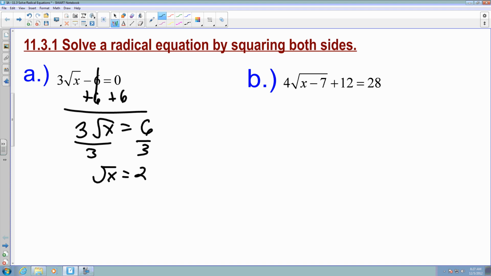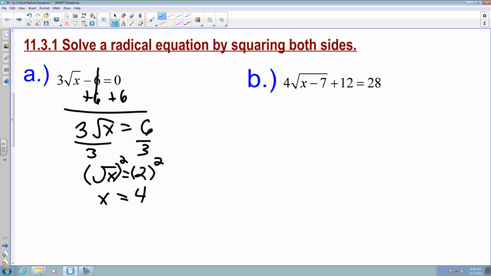So we did step 1. Step 2 is now we must square both sides of our equation. So I'm just going to square this and square that. And the square root of x squared is just x, and 2 squared is 4. So for my equation, x will equal 4.